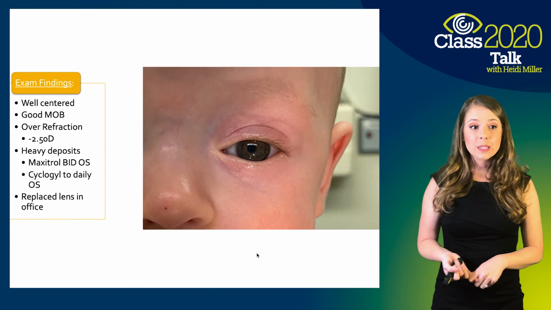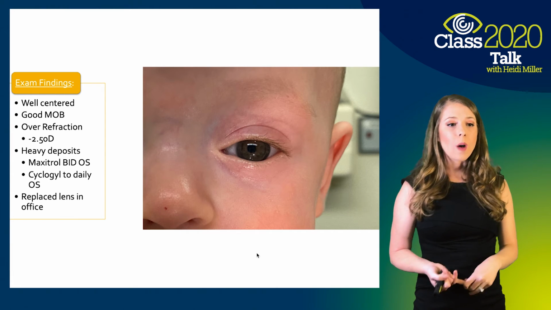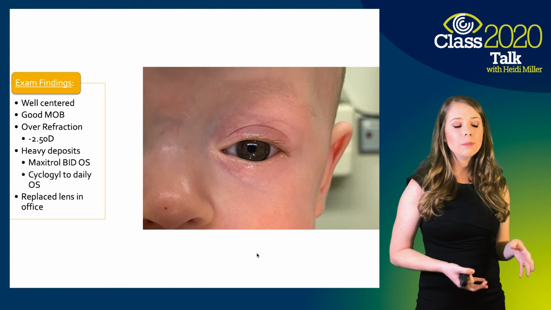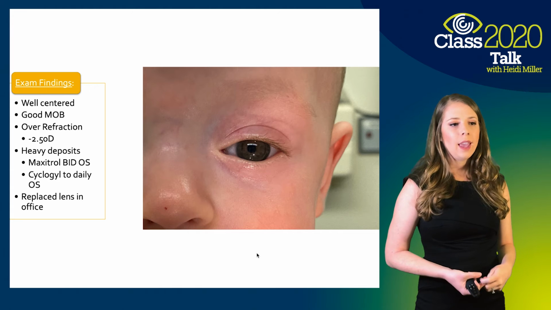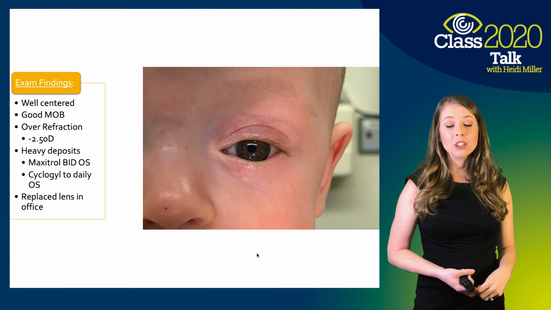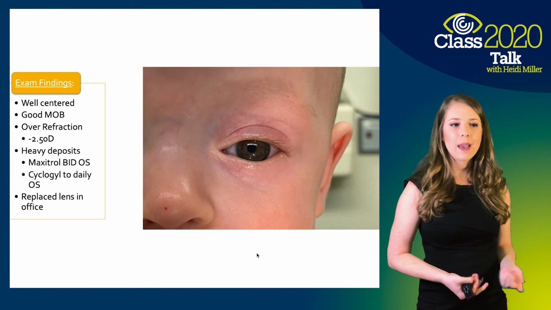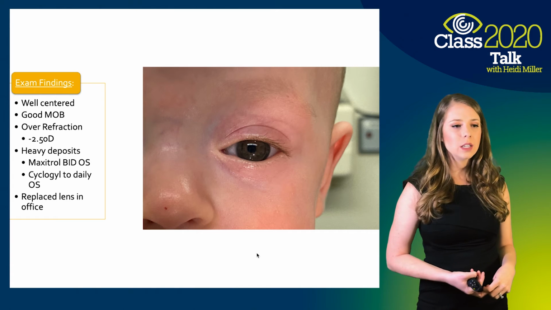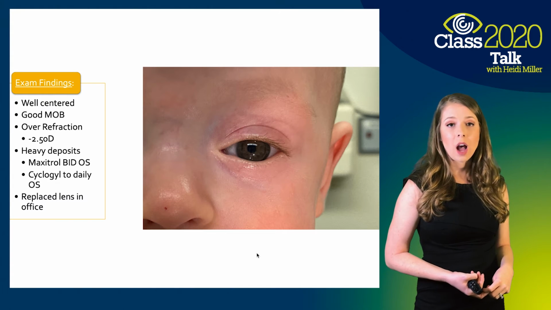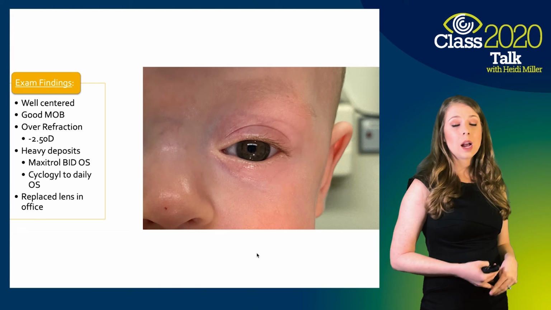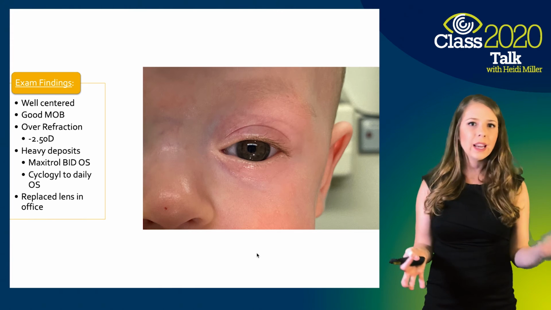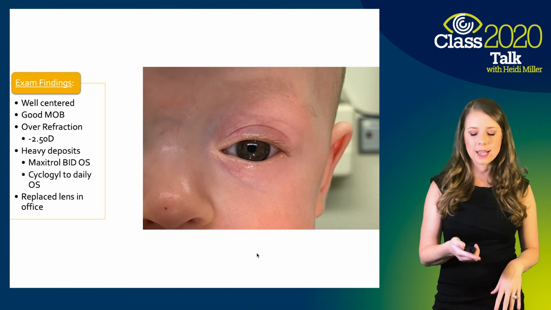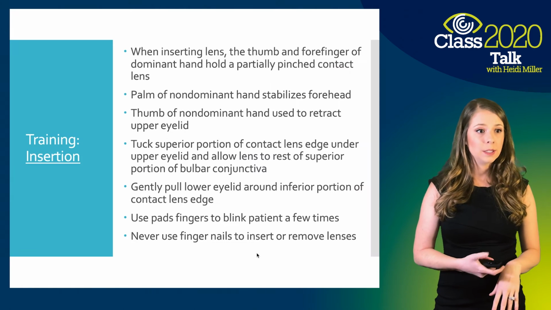So, exam findings for this patient: as you can see in the photo, the lens was well-centered. It had good movement on blink. The over-refraction I was getting for this patient was about a 2.5. She did have a lot of depositing on the lens because of the Maxitrol that she was using and the cyclogel. So I replaced that lens in office, but because she had a 2.5 diopter over-refraction, that's about the range we want for near correction. So I didn't need to make any changes to that lens that day in terms of parameters.